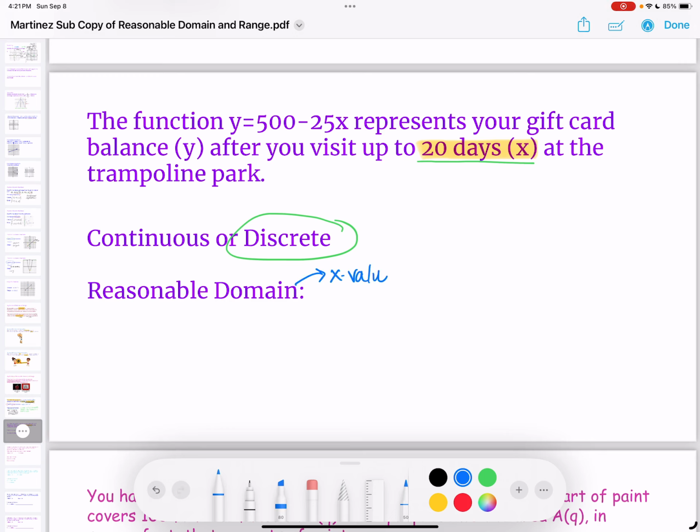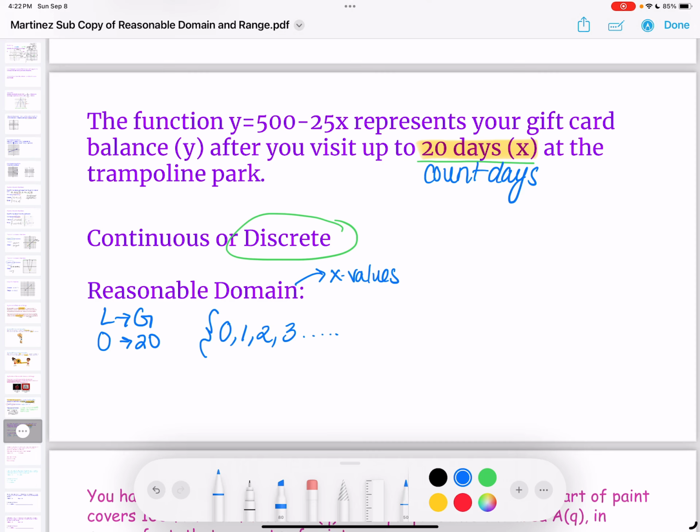However, this isn't like the last one. This is actually a discrete function. So we would go ahead and count the days, right? Since we can't do half days, a third of a day, when you go, you count for the whole day, just like the zoo. So it's going to be something along like 0, 1, 2, 3, and you would continue on until you hit 20. And that right there would be your answer. Hopefully there's no questions.